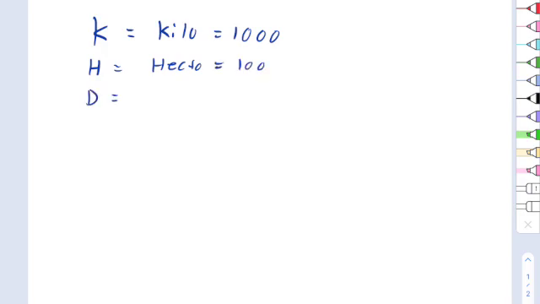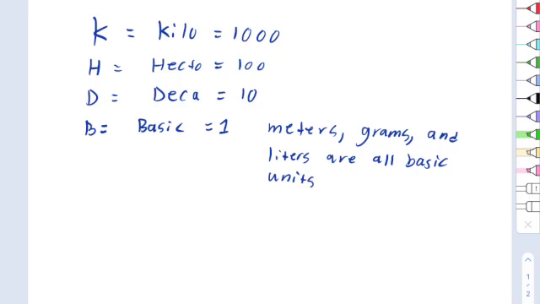So here's our next slide. K stands for kilo, which stands for 1,000. H stands for hecto, which means 100. And it follows a trend where D stands for deca, which means 10. B stands for basic or nothing, which simply equals 1.